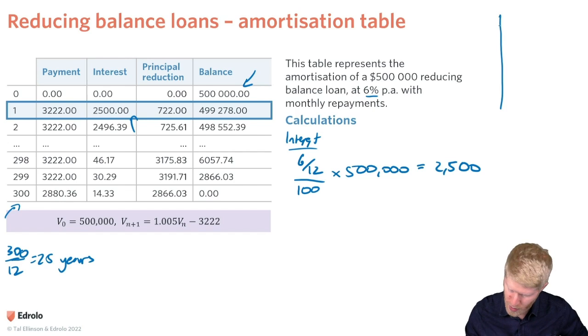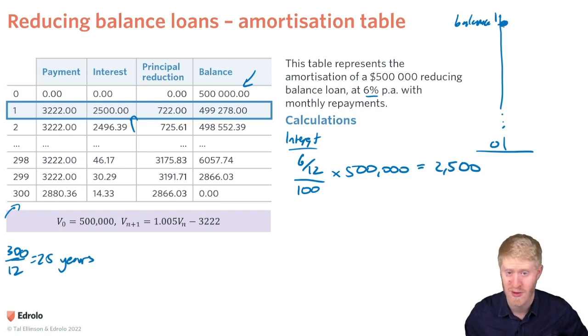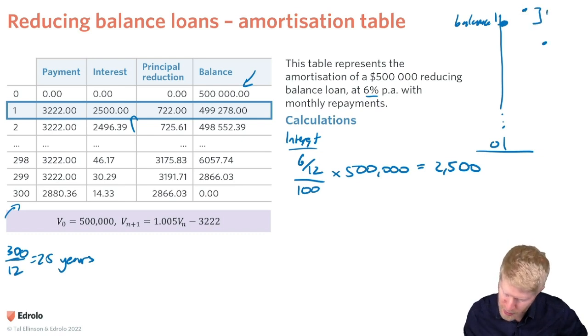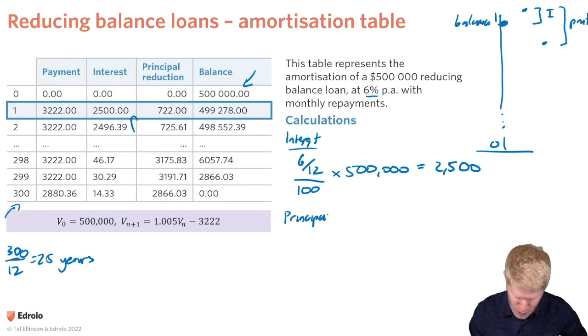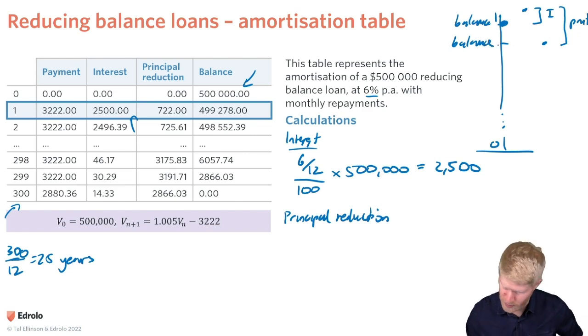Now, our principal reduction is the difference between our payment and the interest. What's going on over here? We have our balance 1, our first balance. Eventually, it's going to drop down to 0. It's worth $500,000. We increase with interest, and then we make a payment, and the balance drops. So this amount here is our interest. This amount here is our payment. And we can clearly see that our principal reduction, the amount the balance drops by, the difference between balance 1 and balance 2, is going to be our payment minus our interest.